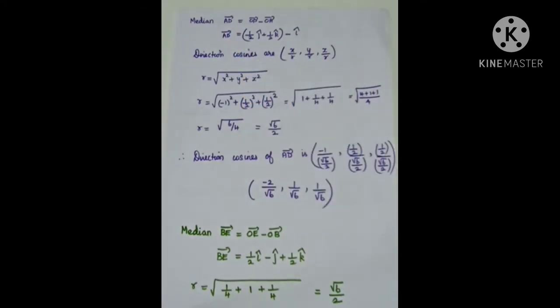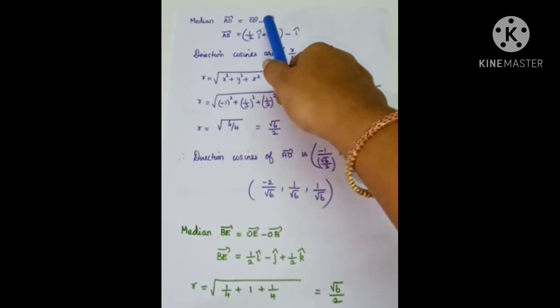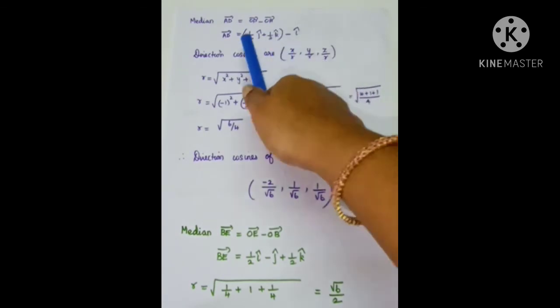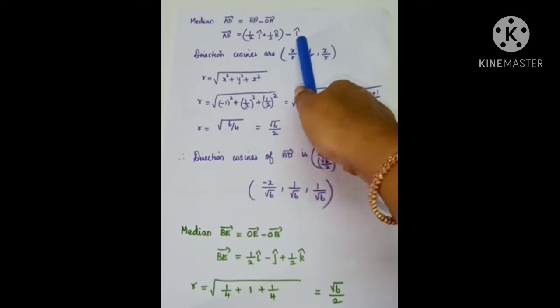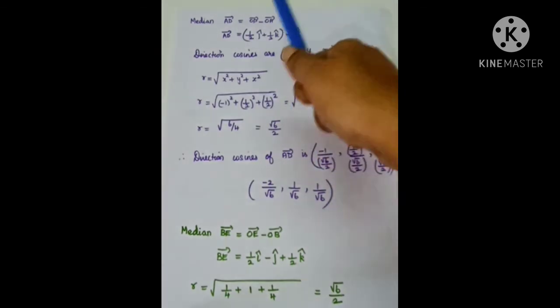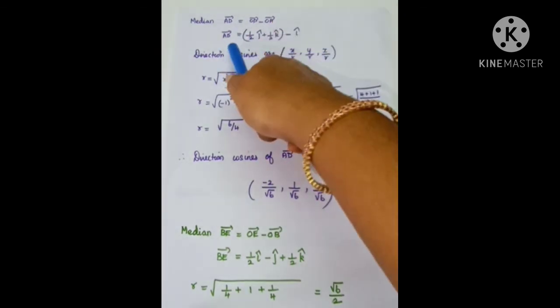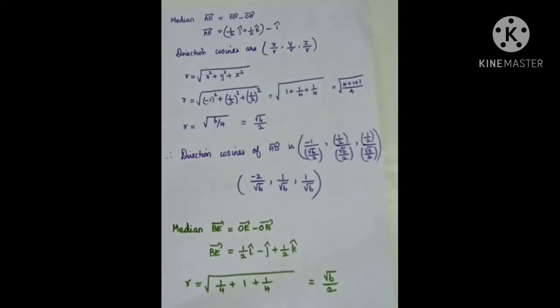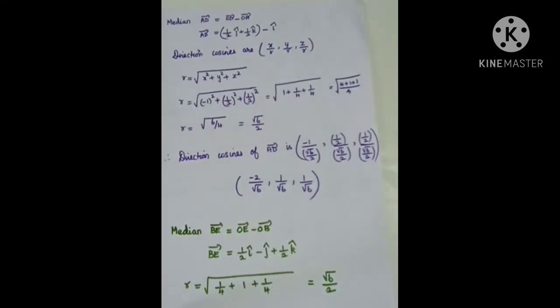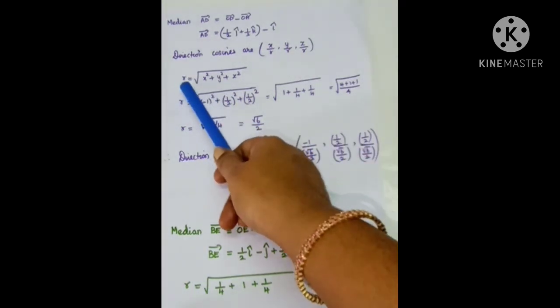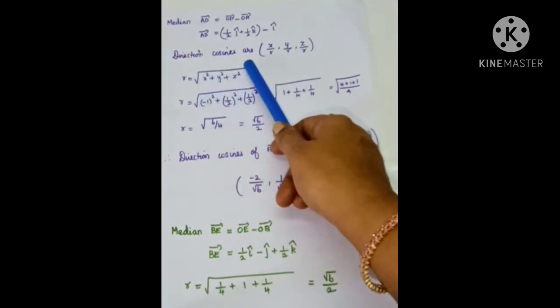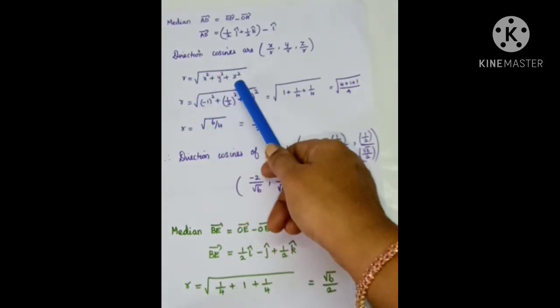So AD vector, how we can write using position vector? OD vector minus OA vector. So therefore OD vector is written minus OA vector. So what is asked? Direction cosines of this median. So direction cosine means, what is the formula? X by R, Y by R and Z by R. So R has to be found. What is R? R is nothing but square root of x squared plus y squared plus z squared.